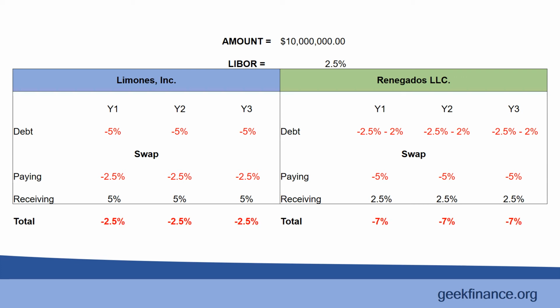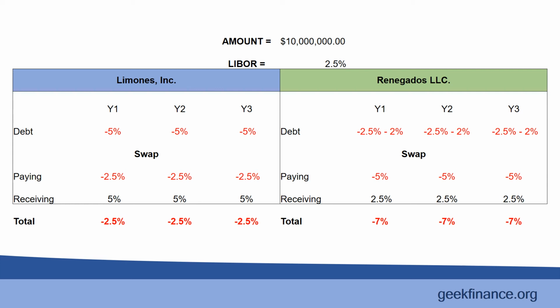When you add the cash flows and look at their net position, you can notice two things. First, Limones has effectively gone from a fixed rate to a variable one, because they are now paying Renegados whatever LIBOR happens to be. But their fixed interest payments are covered by the cash flow generated by the swap. So they pay a 5% interest, but Renegados pays them a 5% interest rate, and they're just left with a 2.5% floating rate payment.